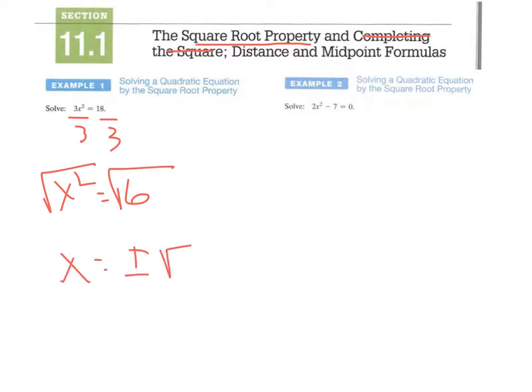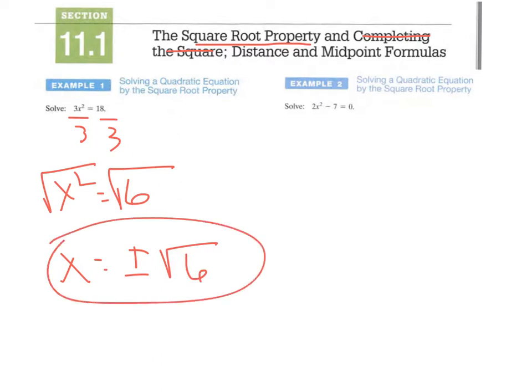So I'm going to divide this by 3, both sides. So I'm going to get x squared equals 6. Now to solve a square, I'm going to take the square root. And so when I do a square root, I get a plus and a negative square root of 6. And since that doesn't come out evenly, this is my answer.